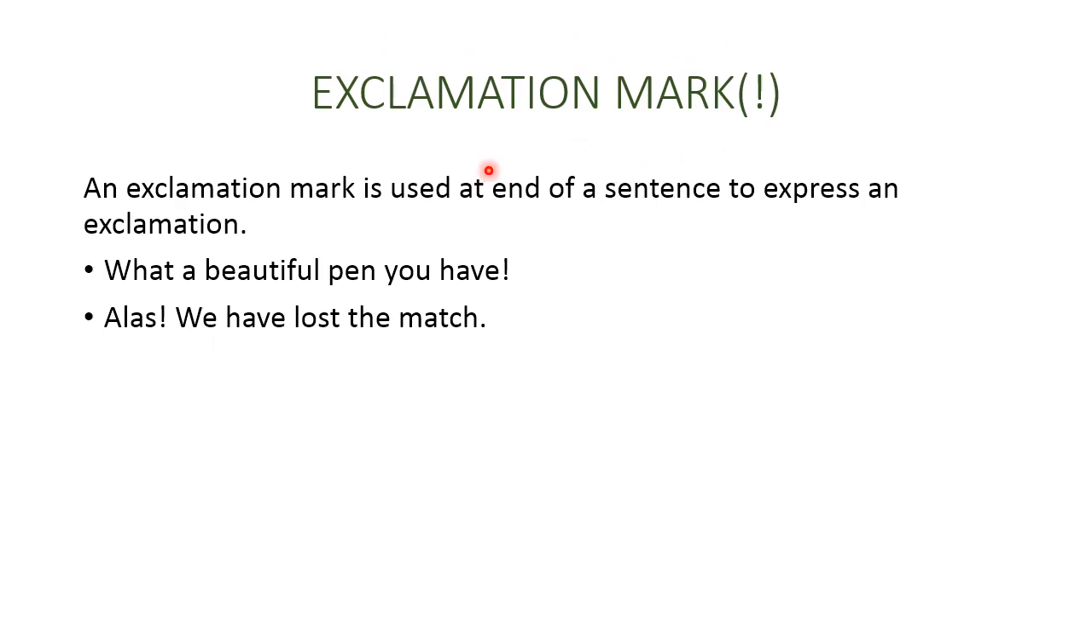Exclamation mark, easiest to guess, right? An exclamation mark is used at end of a sentence to express an exclamation, an excitement, sadness. What a beautiful pen you have! Exclamation mark. Alas, we have lost the match! So exclamation mark basically tells the excitement, tells the emotion, with what emotion you have spoken the sentence. Okay, so an exclamation mark is used at end of a sentence to express an exclamation.